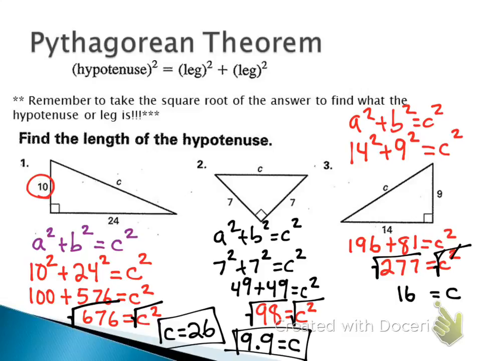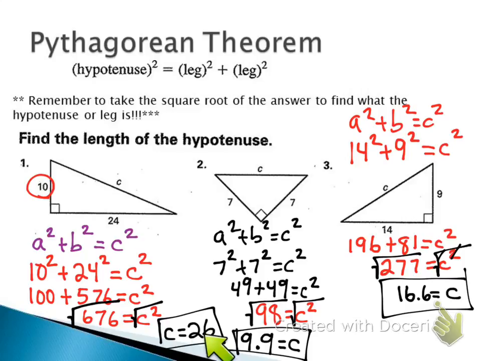16 point what? 16.6. What comes after the 6? 16.64. So the 4 makes the 6 stay the same. 16.6 is my answer. So what were we finding in all of these? The C. The C is the hypotenuse. It's the longest side.